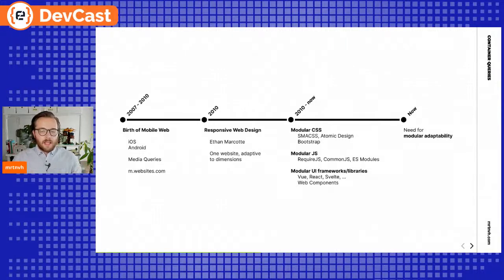Now we're finally at a unified way of importing and exporting modules in our JavaScript. And on top of modular CSS and modular JS, we saw the rise of UI frameworks like Vue, React, Svelte, and browser native web components. So now we're at a point where we need reusability of our components, of our CSS and JavaScript, and those reusable components need to be adaptable to their surroundings, to their final implementation. And that's where container queries come in.